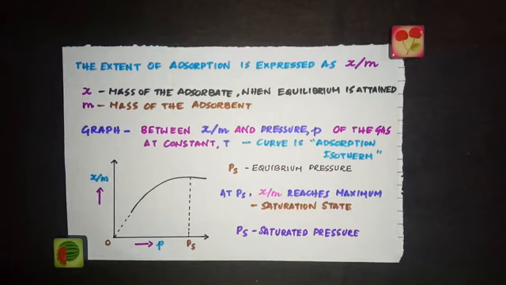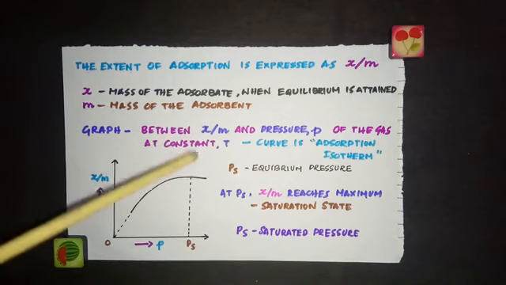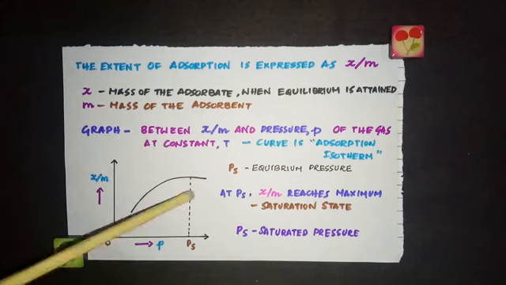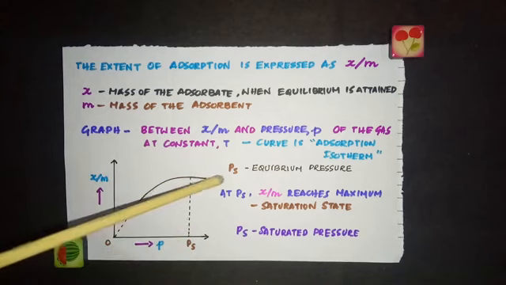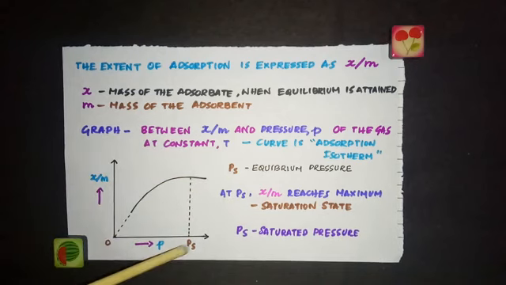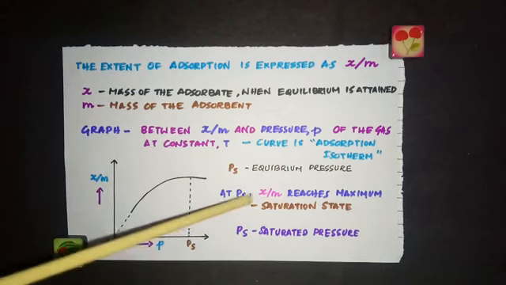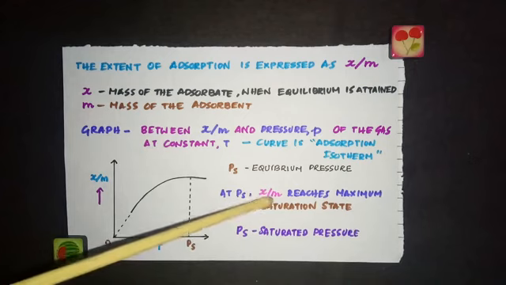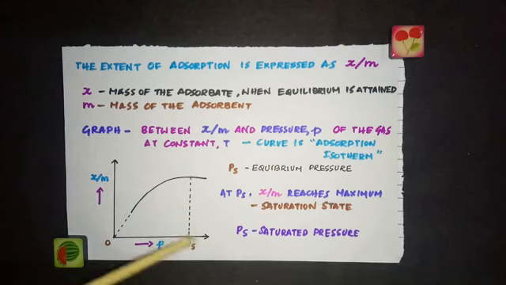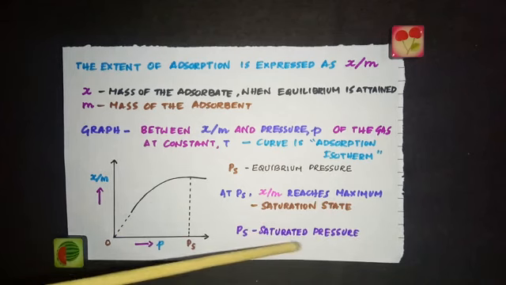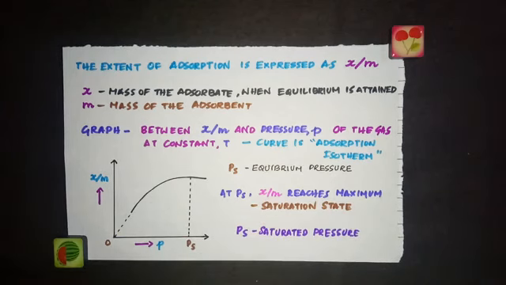Adsorption is not happening. This state is called the saturation state in adsorption, and the corresponding pressure is called the saturated pressure. See, at PS, which is the equilibrium pressure, x by m reaches the maximum. So we call that state the saturation state, and that corresponding pressure we call the saturated pressure, which is nothing but the equilibrium pressure above which no adsorption occurs.